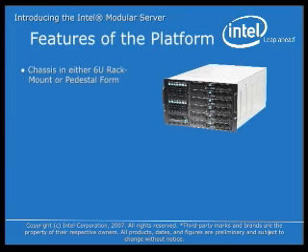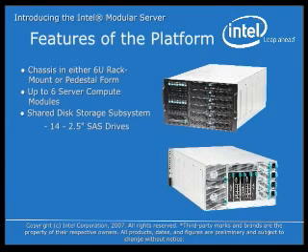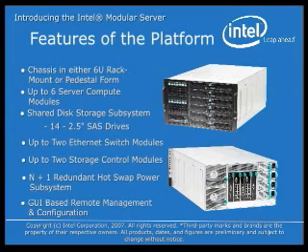The chassis is available in either a 6U rack mount or a pedestal form. The chassis contains up to 6 server compute modules, a shared disk storage subsystem with up to 14 2.5-inch SAS drives, up to 2 Ethernet switch modules, up to 2 storage control modules, an N+1 redundant hot swap power subsystem, and a GUI-based remote management and configuration program.